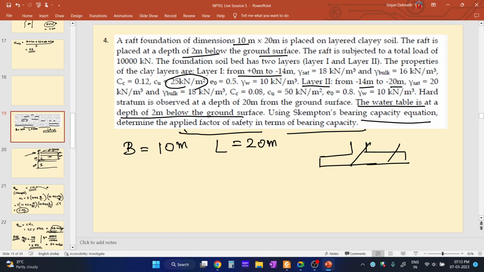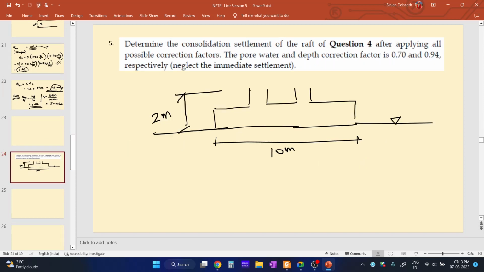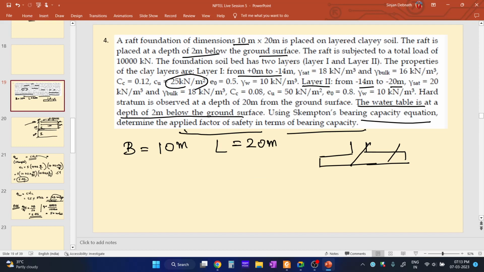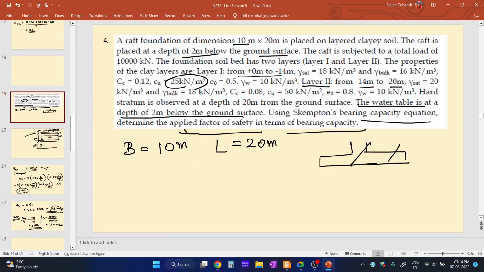And what are the other things that are given? The thickness of the layers are given. The thickness of the first layer is 14 meter, and the thickness of the second layer is 6 meter, from 14 meter to 20 meter.